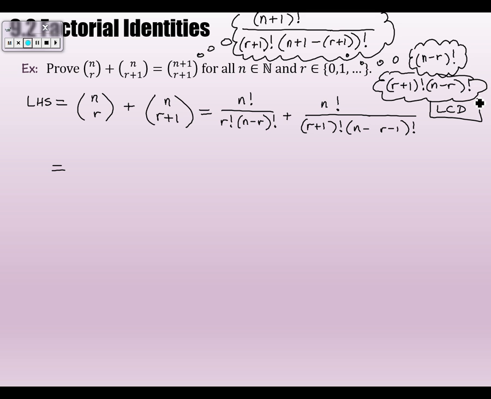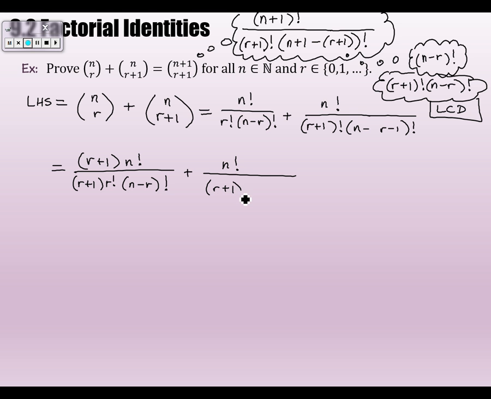Yeah, we just need to multiply this by r plus 1, don't we? This denominator, and of course the numerator as well. So let's do that. We get r plus 1 times n factorial over r plus 1 times r factorial n minus r factorial. If at any point you don't like what we just did, you can cancel out r plus 1, okay?